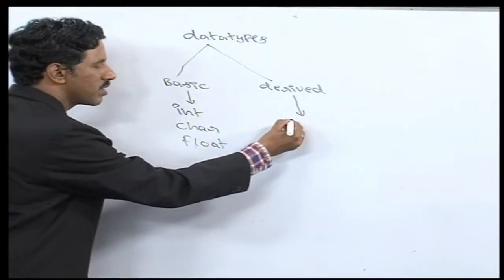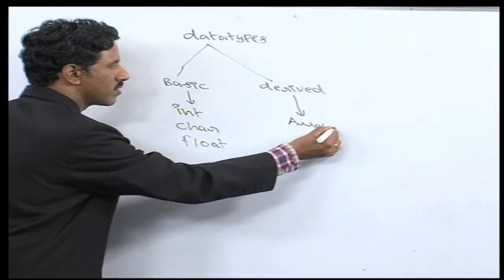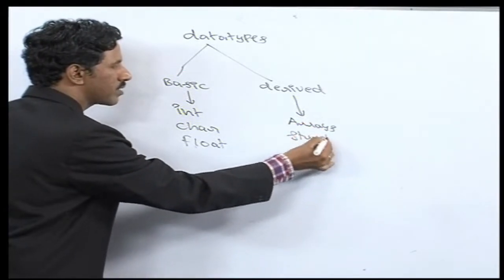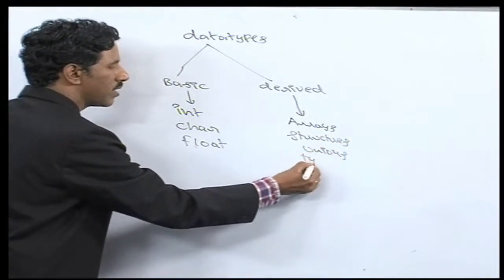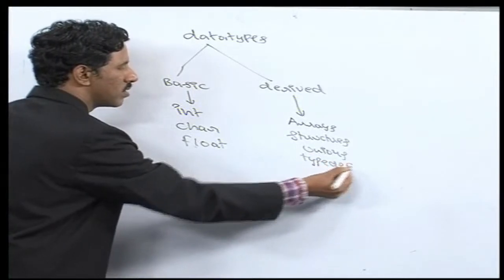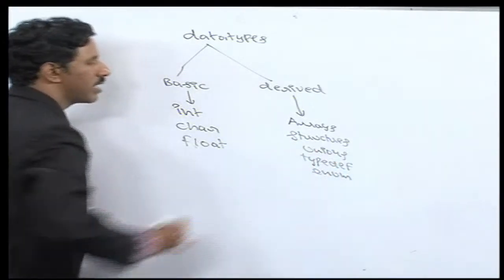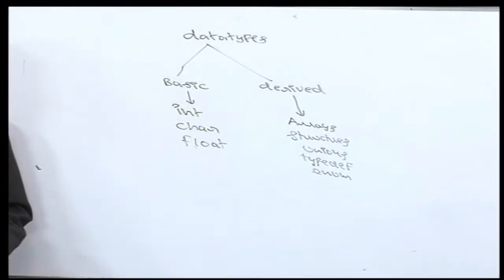And which are the derived data types you have? Derived data types: arrays, structures. You want to make structure data, and you want to make unions. You want to create the typedef. You want to use the enumerated data. These are called derived data types. Now, in the C programming language, the basic data types are integers, characters and floats. And the user defined data types are arrays, structures, unions, typedef and enumerated data type.